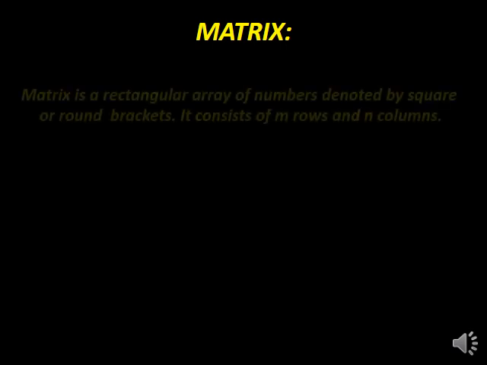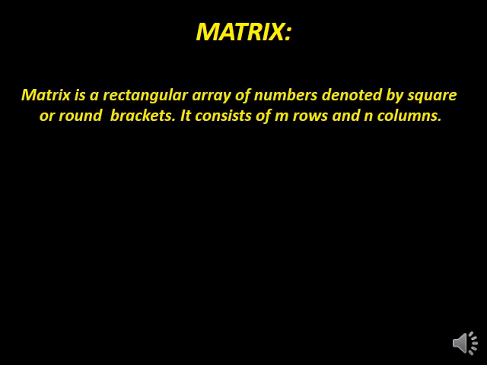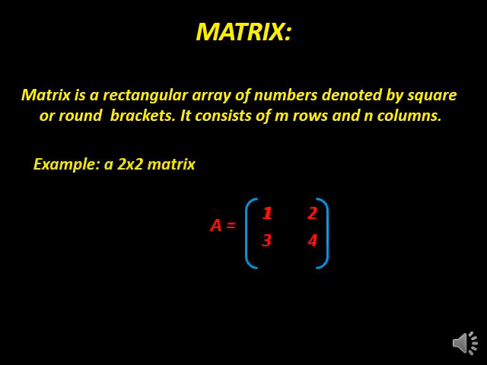Okay, first we'll discuss matrix. A matrix is a rectangular array of numbers denoted by square or round brackets. It consists of m rows and n columns. This is an example of a matrix. Here we have a 2x2 matrix.